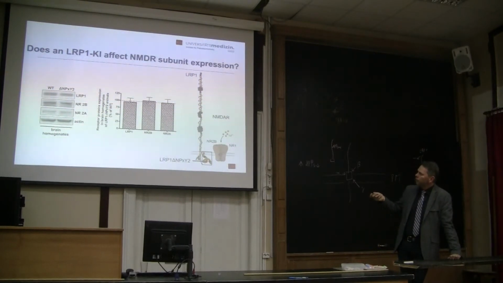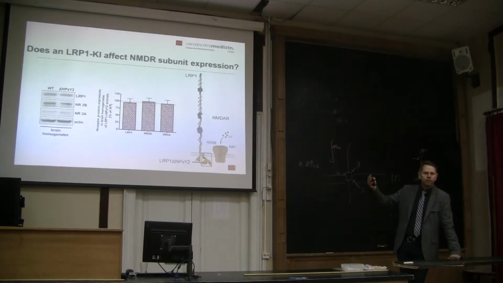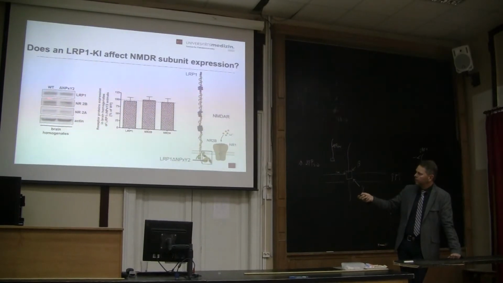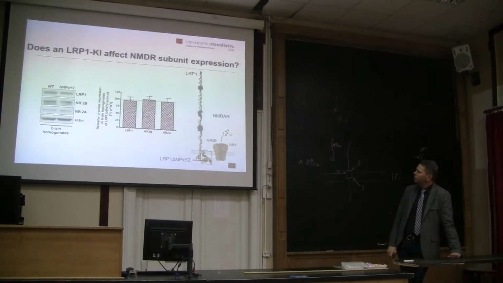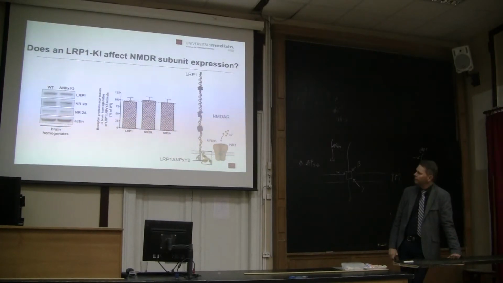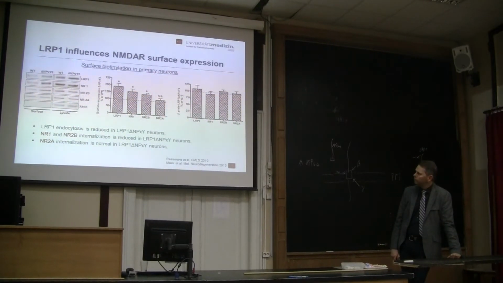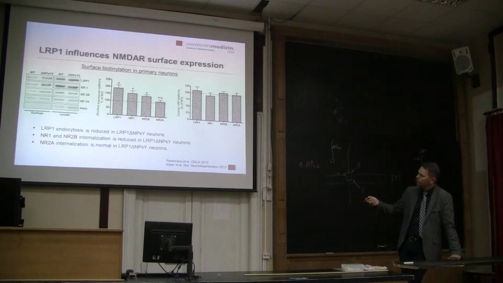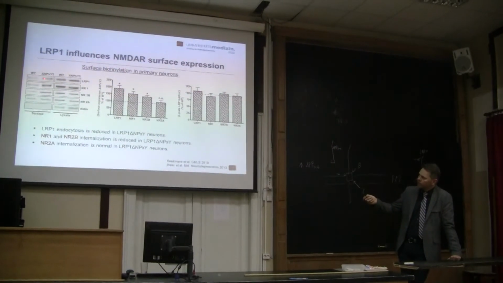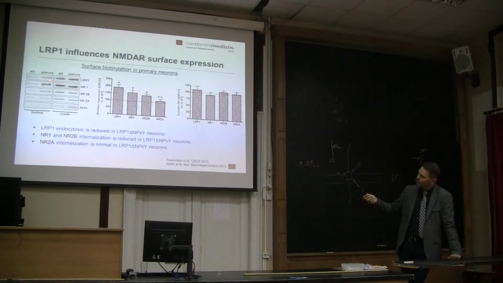So we tested whether the overall expression levels in the brain were different between these mice. And they all look pretty much the same. So there we couldn't find any big difference. But then we looked at the surface expression levels of these proteins in primary neurons. And what you can see here, these are the lysates, so no big differences in the overall lysate expression of the proteins. But when you look at the LRP expression in neurons at the cell surface, as predicted, LRP at the surface is higher when LRP can't be internalized.